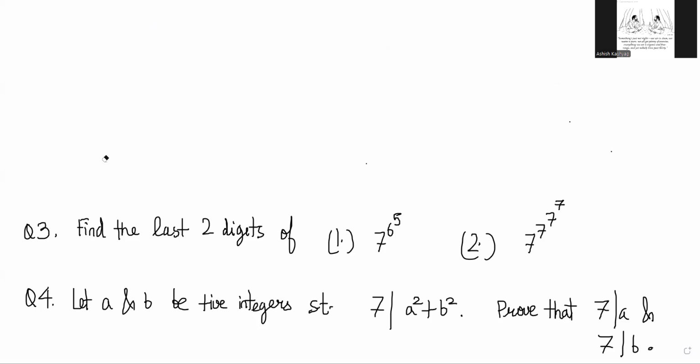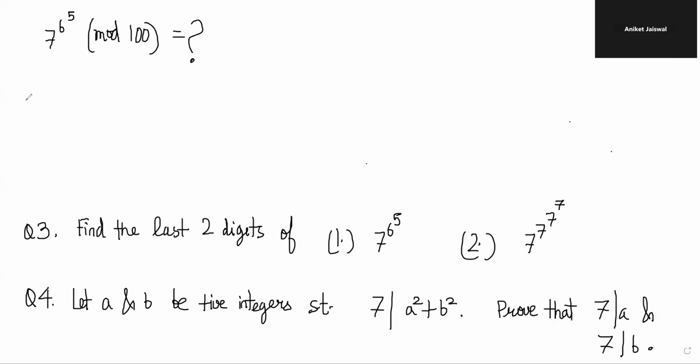When you need the last two digits, what are you actually trying to find? Remainder when divided by 100. We need what? This mod 100. Correct? Yes, sir.